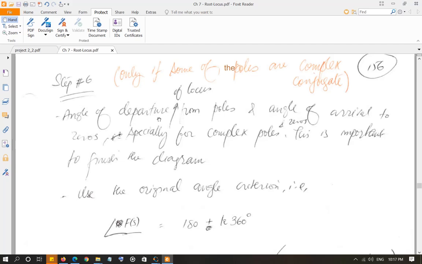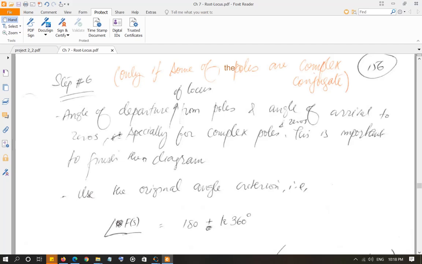Why? Because the root locus starts at poles and ends at zeros. And again, if you have complex conjugate zeros, then you still have to repeat this step, because then the root locus will be arriving at zeros, instead of departing from the poles. So you want to know what will be the angle of arrival if it is a zero, of one section of the root locus, or if it is a pole, what will be the angle of departure of the root locus from the pole.